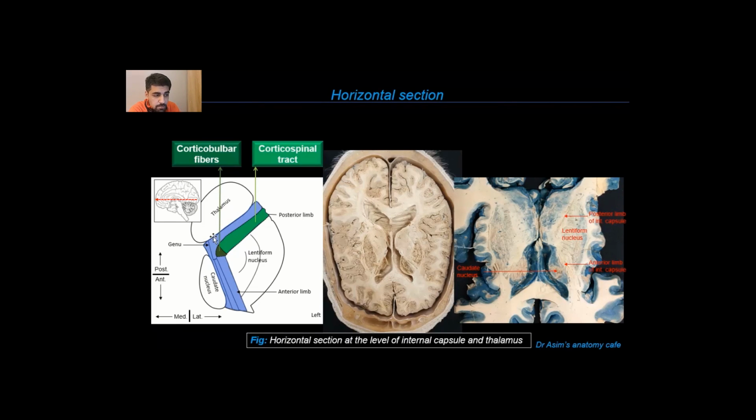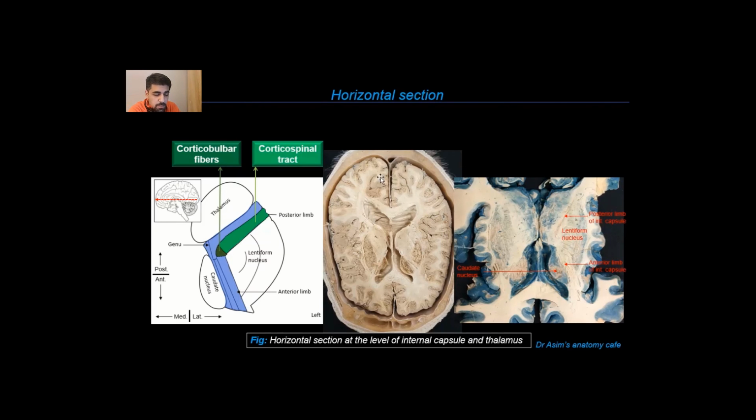anteriorly. Then lateral to the internal capsule, you can see the lentiform nucleus, and we know the lentiform nucleus comprises the putamen, globus pallidus externus, and then globus pallidus internus. So you can see the basal nuclei situated all around the internal capsule.